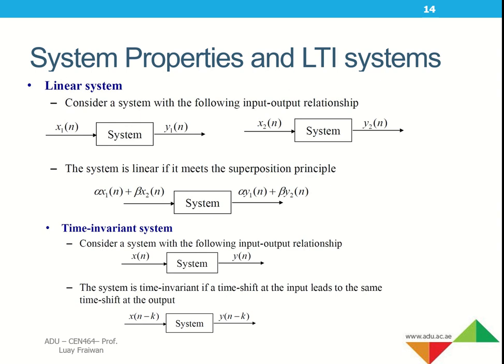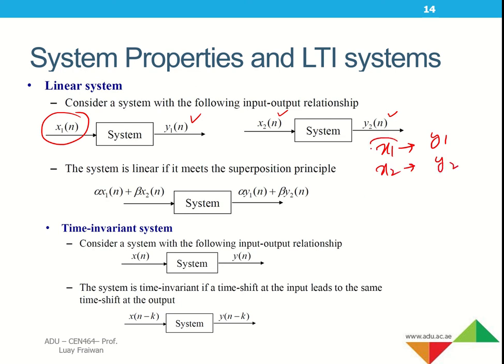So let's start with the linear system. We have already learned these concepts in signals and systems, so we are just revising them for discrete time signals. Let's say we have a system, which could be performing any kind of operation, with an input x1, and it gives us an output y1. Similarly, we have an input x2 that produces a separate output y2.